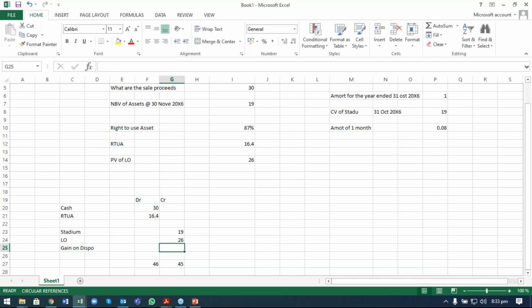So what is the gain on disposal of stadium? You can calculate it as this 46 million minus this 26 and minus this 19. So it's roundabout 1 million. If I look at it more precisely, it's 1.477 million, or 1.5 million. Any confusion or concern, you need to explain it in your own words once you are answering the question.